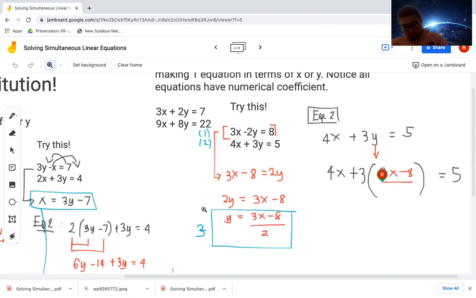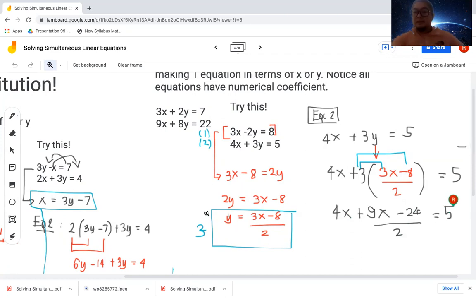over 2. Okay, so just like what we usually do here, we're going to expand this equation by multiplying this one to the 3x and this one to negative 8. So this is going to give us an expanded version of 4x plus 9x minus 24 over 2 is equivalent to 5. So now as you see here, guys, we encounter an equation with a fraction.